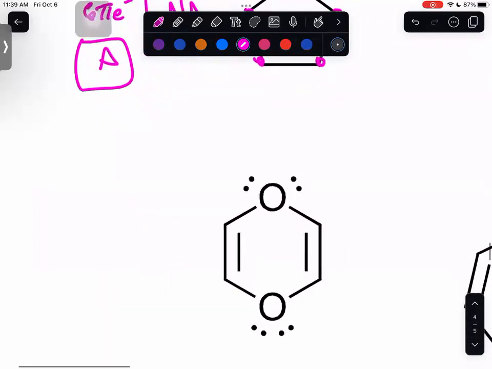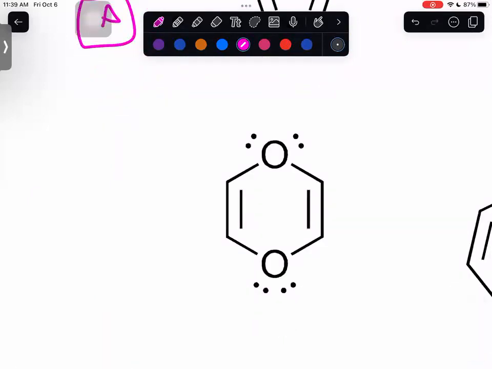Next molecule. What kind of heteroatoms do we have? Single bonded, and we have multiple. So what's the rule for those guys? They each contribute. So it's going to be 2, 4, 6, 8. So it's not following Huckel's, it's following the anti-rule.